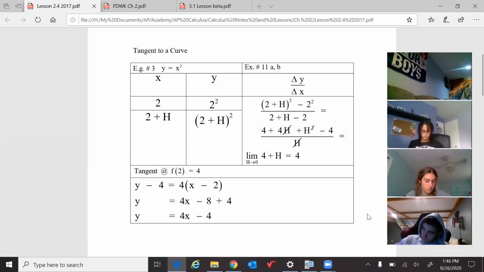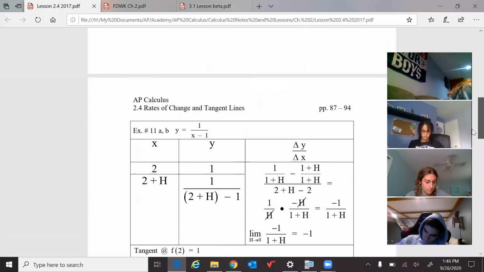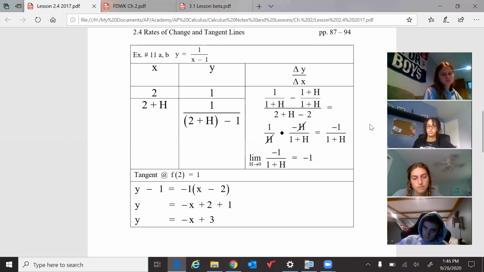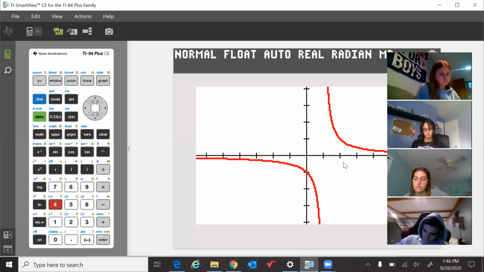Okay, so here's what you have for number 11. Here is the function. What is this? It's y equals 1 over x, where it's been moved 1 to the right. So here's the picture. That's what the graph looks like in red. And they want to know, what is the slope of the curve when x equals 2? So if I go 2 to the right, you can certainly tell that the slope is negative. Yes?